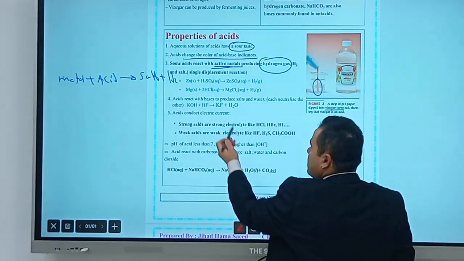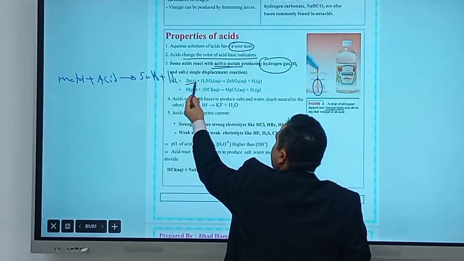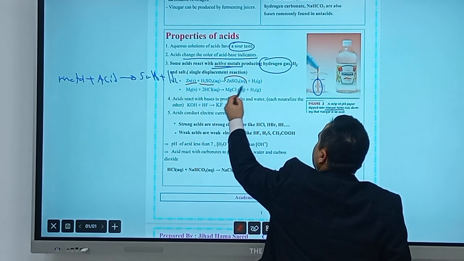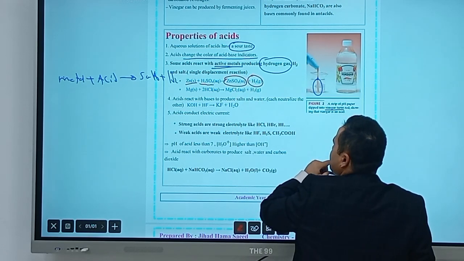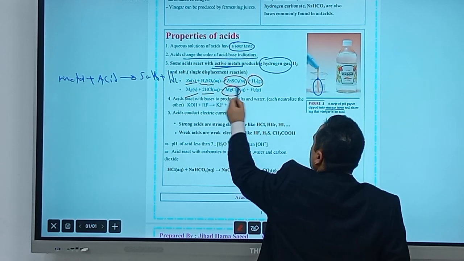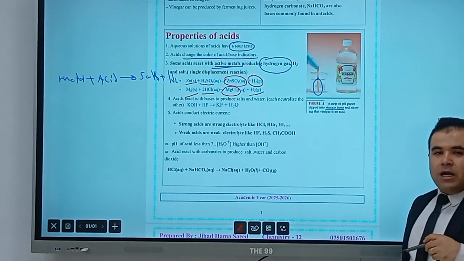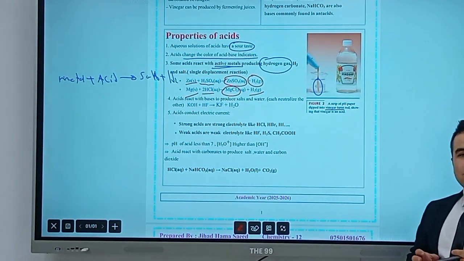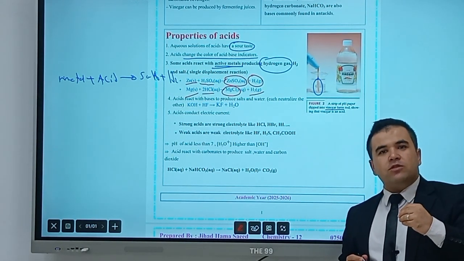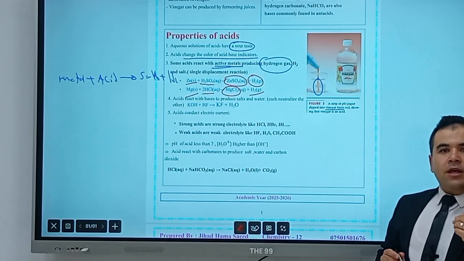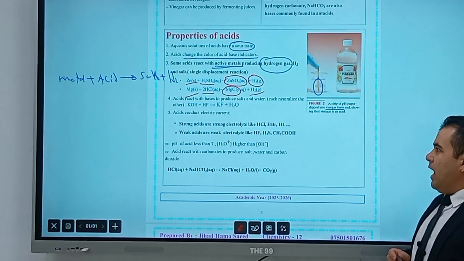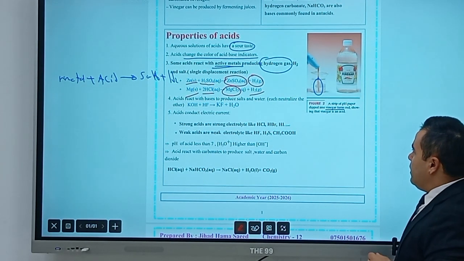Here we have got some examples. For example, zinc reacts with H2SO4, sulfuric acid, which is a strong acid, and produces zinc sulfate and releases hydrogen gas. Magnesium reacts with HCl, produces magnesium chloride and releases hydrogen as well. So whenever we dip a piece of active metal into an acid solution, it is going to react with the metal and produce the salt, releasing hydrogen to the surrounding.